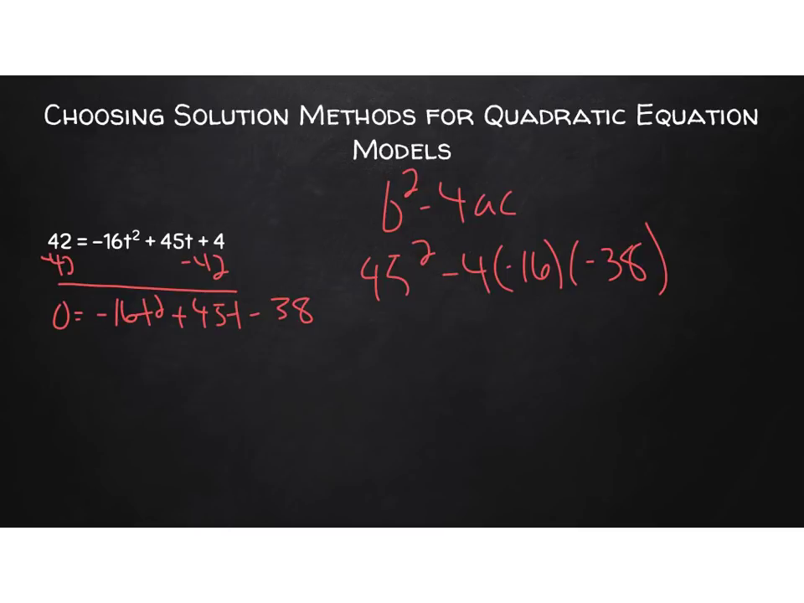Plug that into a calculator and work that out, and you get negative 407, which, since that's negative, we know that we have no real solutions, which answers that first question, does he have enough? And so the answer to that question is no. So then we need to figure out what the velocity is that is needed.